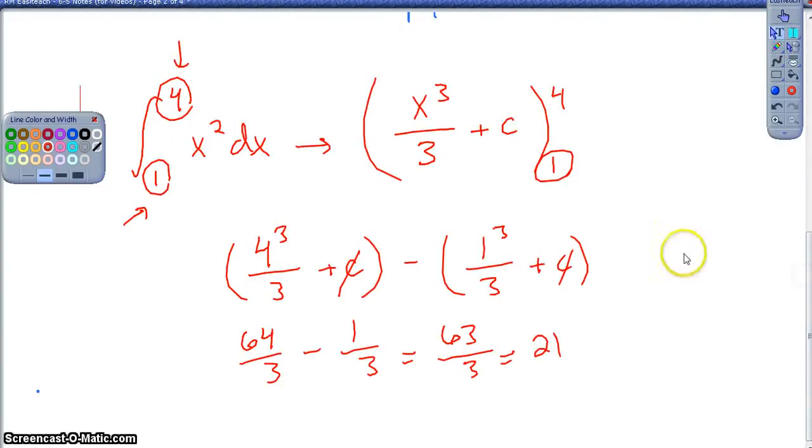And do not answer that, by the way, in the stupid way of answering 21. But anyway, so that's a side note again on definite integrals. We will see that a lot, though, in this section.